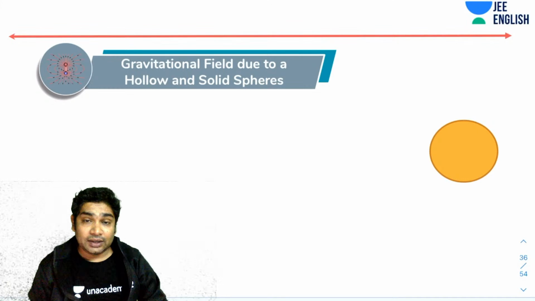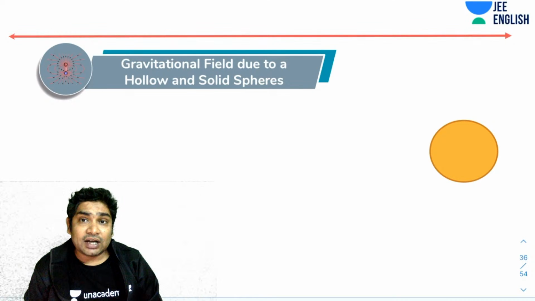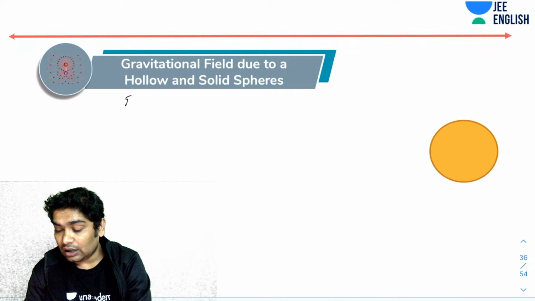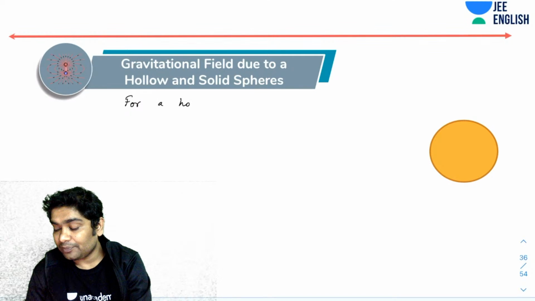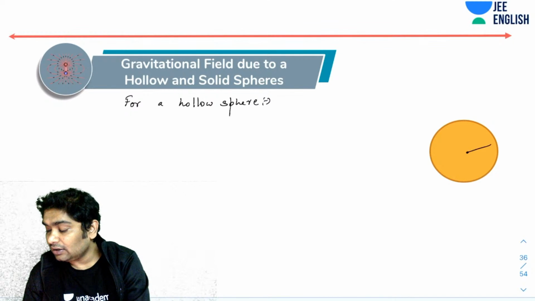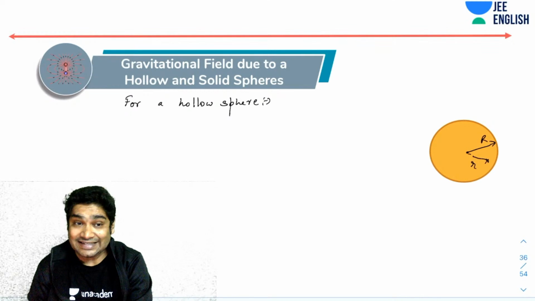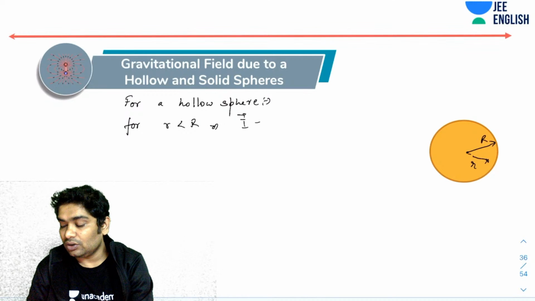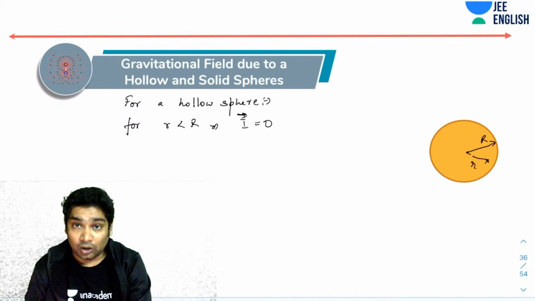Now we will talk about the most commonly used results, which are the gravitational fields due to a hollow sphere and a solid sphere. So for a hollow sphere, we are not going to show the derivation. For a hollow sphere of radius R, if you wanted to calculate the gravitational field intensity at a point r which lies inside, so for small r less than R, I vector would be 0. So there is no gravitational field intensity inside a hollow sphere.